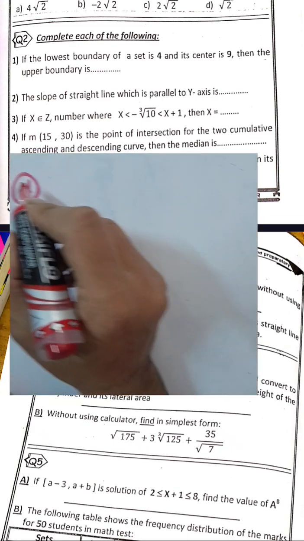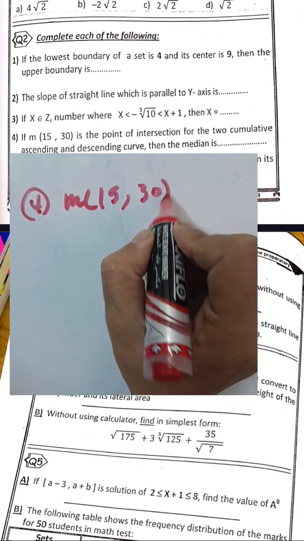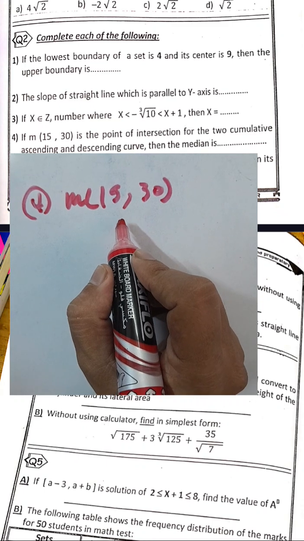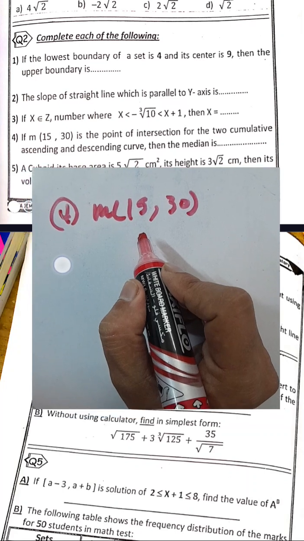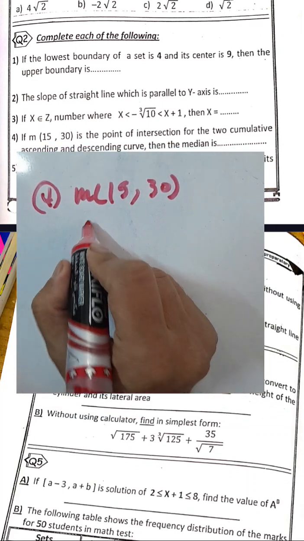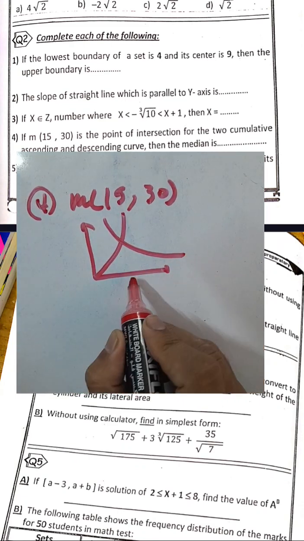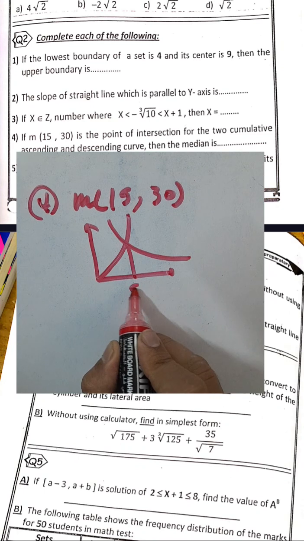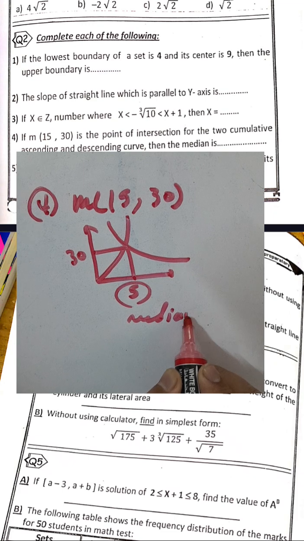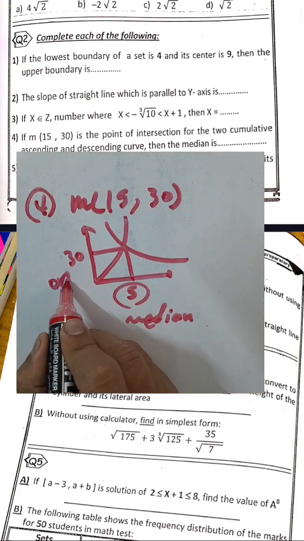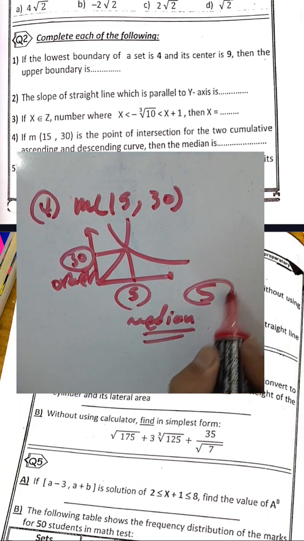Question 4. If point M, the order of it 15 and 30, is the point of intersection of the two cumulative ascending and descending curves, then the median will be what? Okay, we have the curves here, going up and down, and the intersection is this point 5 and 30. 5 we call the median. The median was 5 and the order of the median is 30. You want to find the median, then the result will be 5.